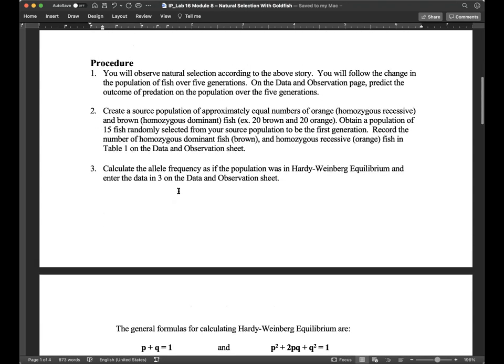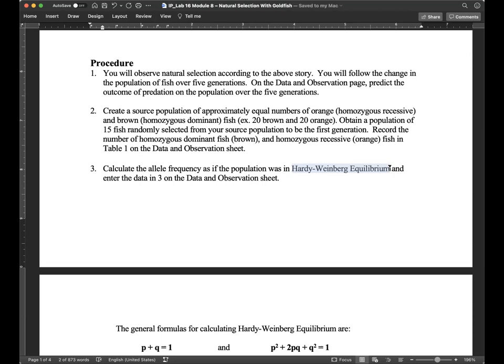Now, the one thing that we're doing that doesn't always happen in the real world, and actually almost never happens in the real world, is this thing called Hardy-Weinberg equilibrium. If a population is in Hardy-Weinberg equilibrium, that means a series of things. It means that essentially evolution is not occurring. So you're saying that the orange fish are going to be predated upon more, they're going to be eaten more frequently, but this population of fish is not going to respond to that predatory action. They're just going to remain the same over and over again.